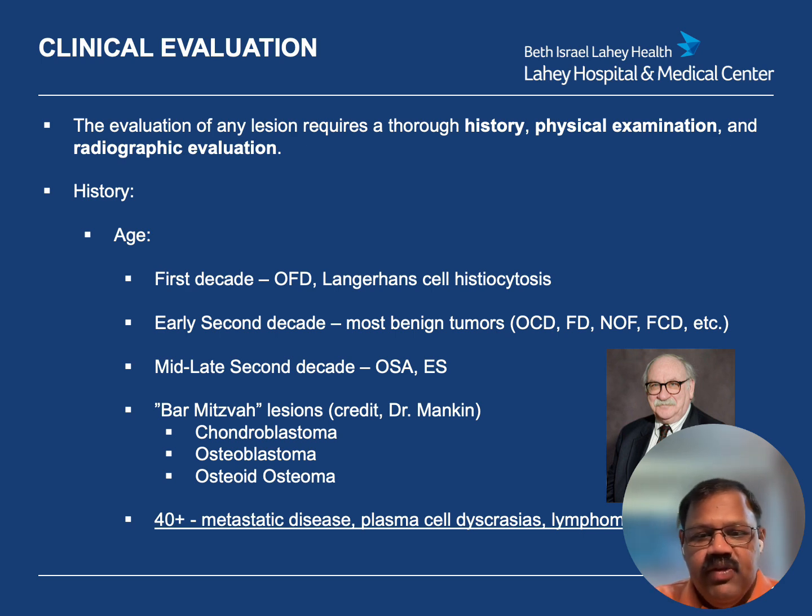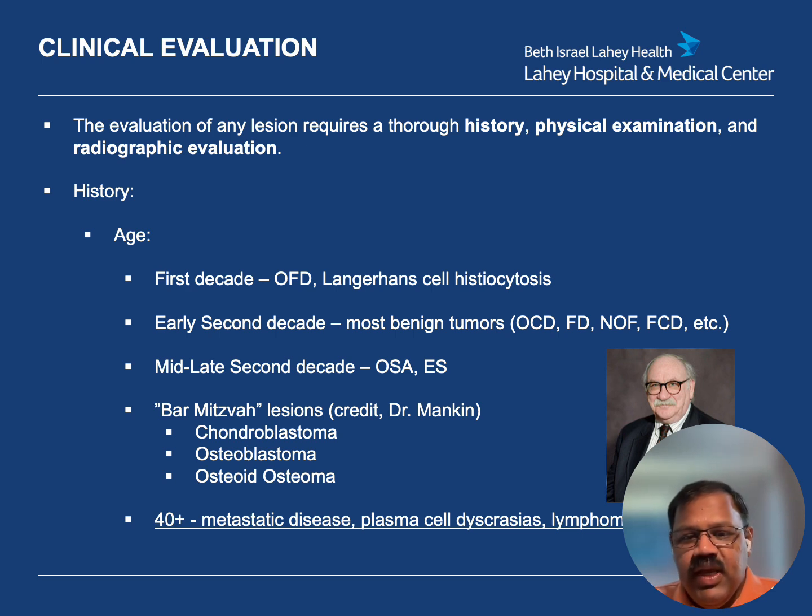There are some elements in the different components of this evaluation that could really help narrow down the differential diagnosis for some of these lesions. For instance, in the history, the most important factor is age. There are certain lesions that have predilections for certain age groups, and having an understanding of those can really help narrow down the differential quickly.